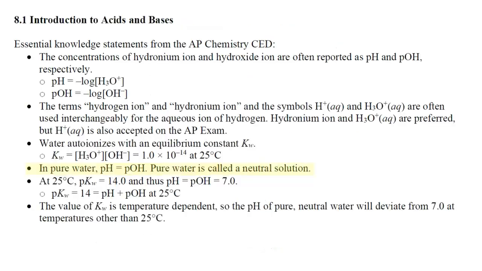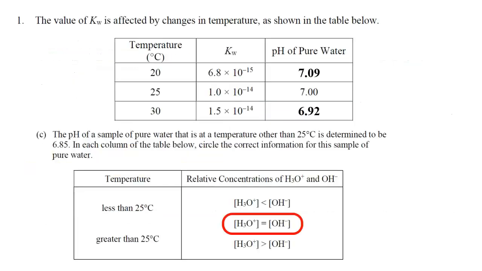When you were studying topic 8.1, Introduction to Acids and Bases, you learned that pure water is called a neutral solution, and in pure water, the pH is always equal to the pOH, and the concentration of the hydronium ion is always equal to the concentration of the hydroxide ion in a sample of pure water at any temperature. That's why we should circle that choice in the column on the right, that the concentration of the hydronium ion is equal to the concentration of the hydroxide ion in a sample of pure water at any temperature.